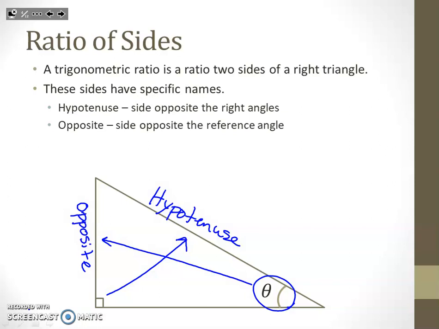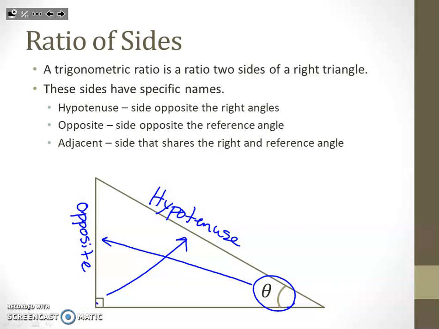So you've got your hypotenuse, which is the side opposite the right angle. You've got your opposite side, which is the side opposite your reference angle. The last side that we have is our adjacent side, and that's the side that shares the right angle and the reference angle.